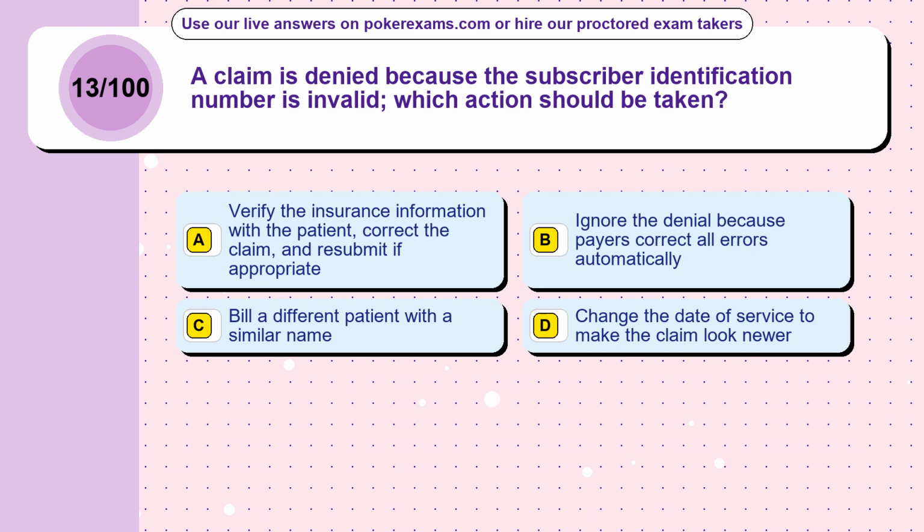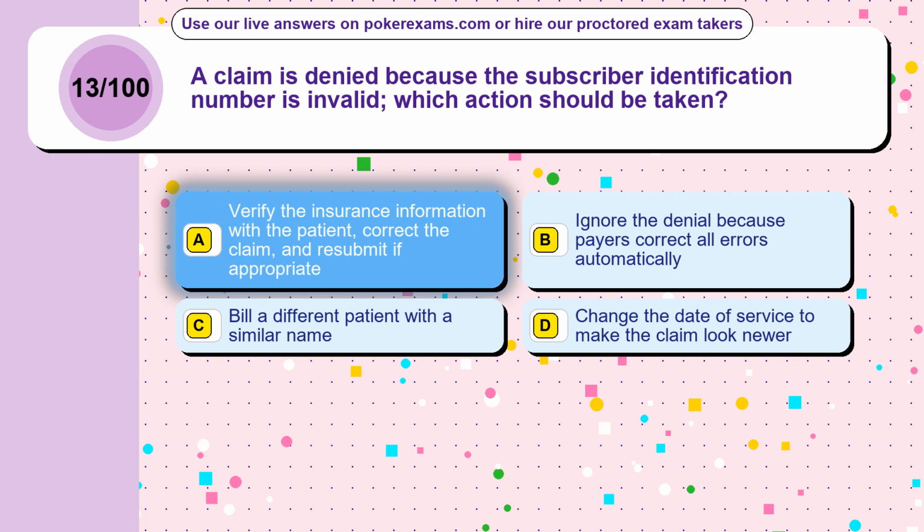Question 13. A claim is denied because the subscriber identification number is invalid. Which action should be taken? Option A. Verify the insurance information with the patient, correct the claim and resubmit if appropriate. Option B, ignore the denial because payers correct all errors automatically. Option C, bill a different patient with a similar name. Option D, change the date of service to make the claim look newer.